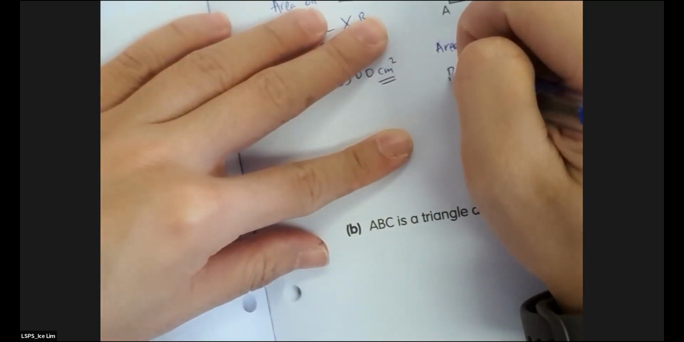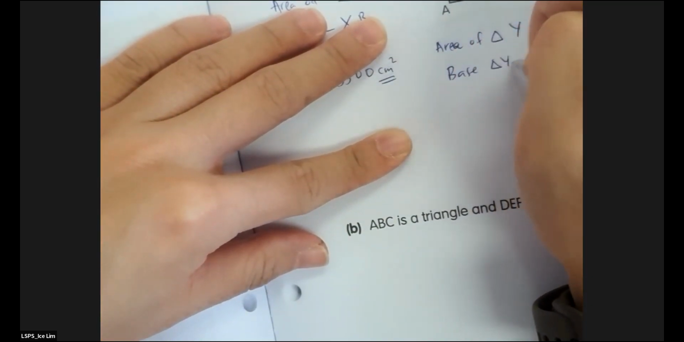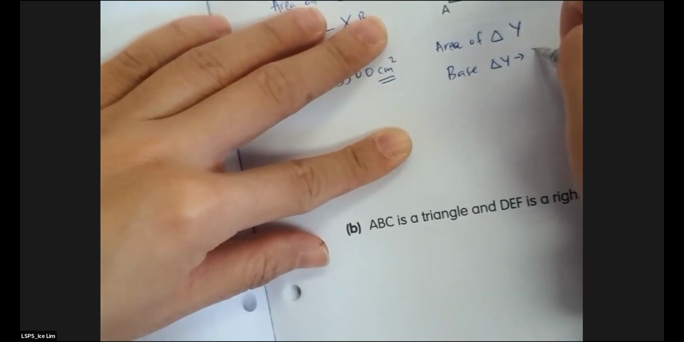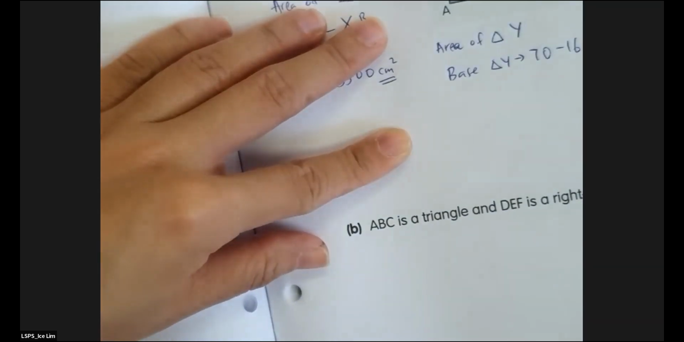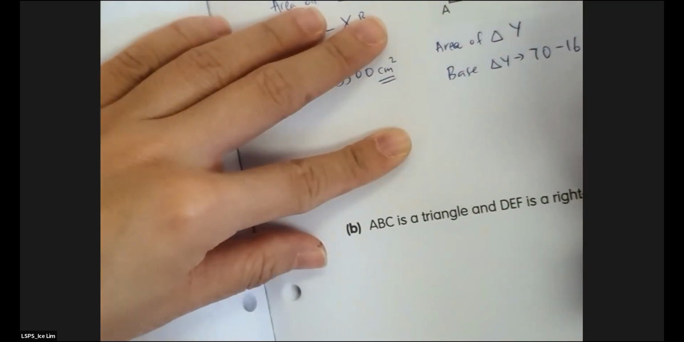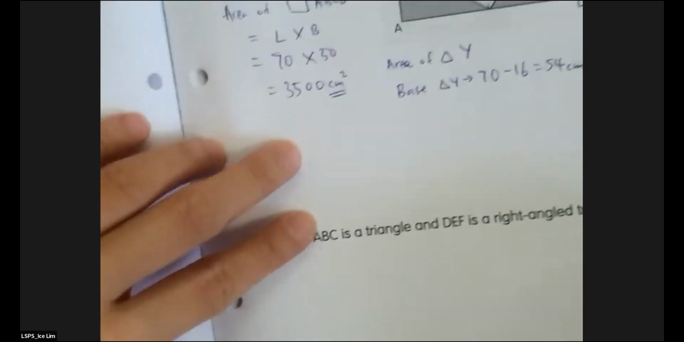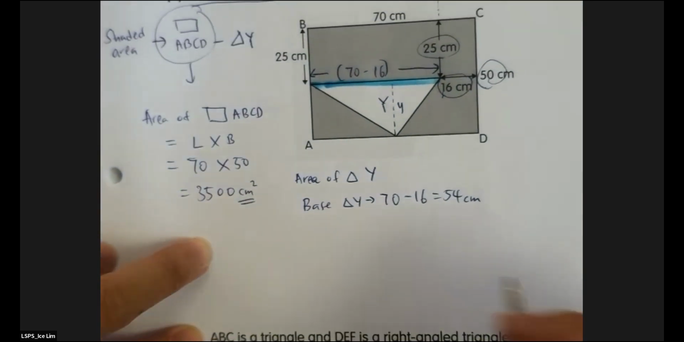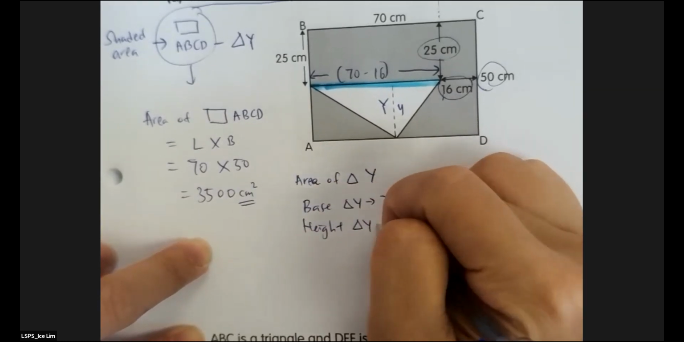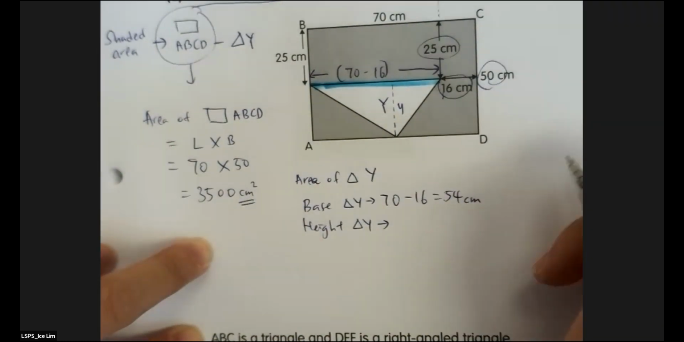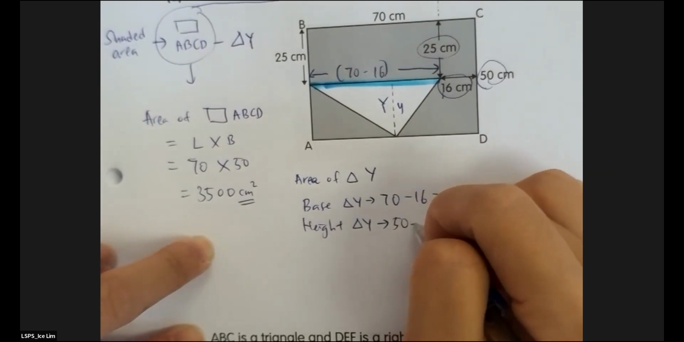The base is 70 minus 60. That is 54 centimeter. The height of the triangle, 50 minus 25.